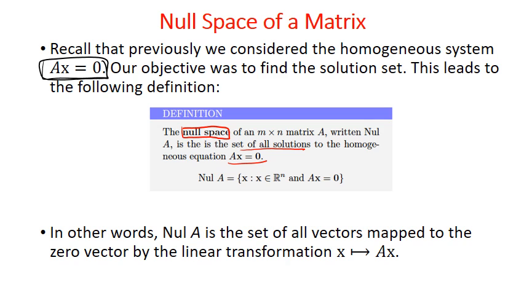And the null space of matrix A is represented in this manner here. Another way you can think of it is the set of all vectors mapped to the 0 vector by this linear transformation.